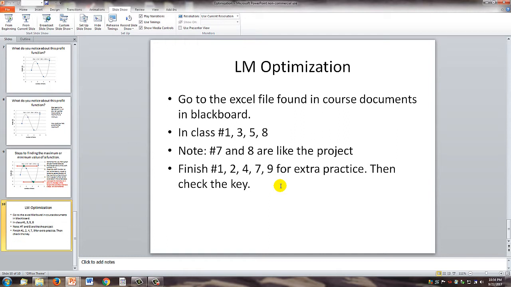And just notice that I'm saying that number 7 and 8 are like the project that you're going to have very soon, or that you're working on by now. So you can pay attention when we do number 8, and then you can finish 1, 2, 4, 7, and 9 for extra practice.